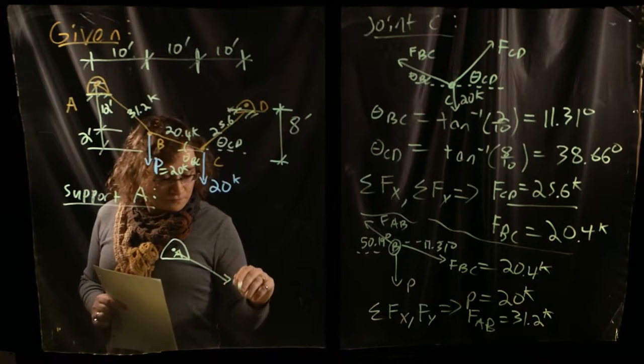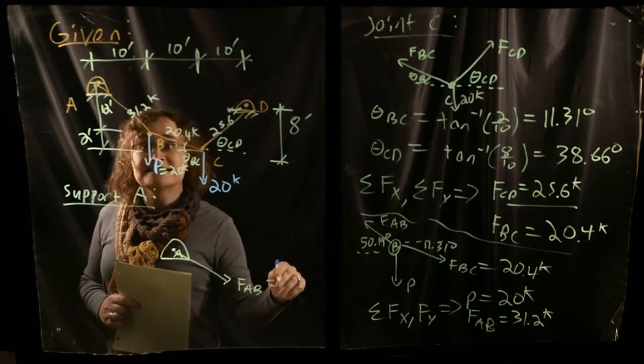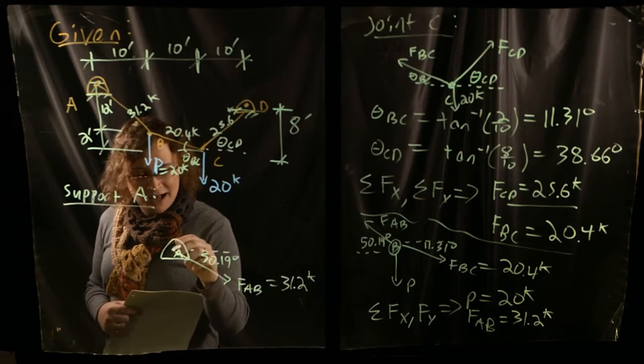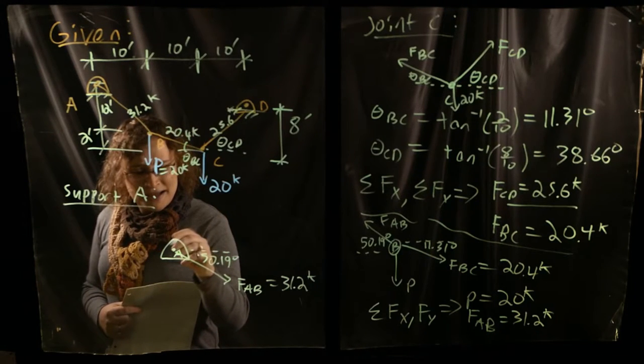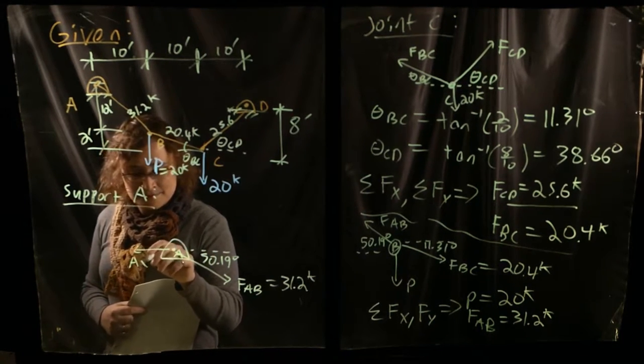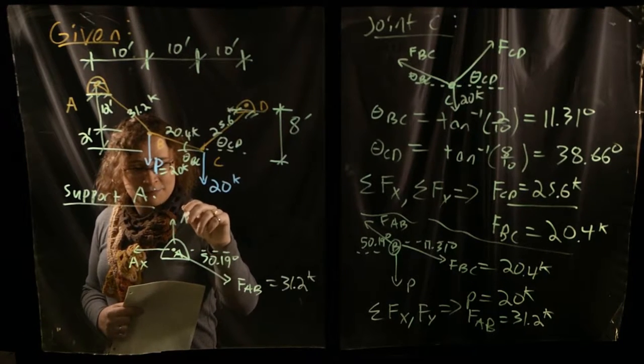Okay, so on joint A, this is support A, I'm going to have FAB, which again is equal to 31.2 kips, at an angle we said of 50.19 degrees. And then restraining forces: by default I would assume that AX is to the right and AY is upward. But just looking at this diagram, I can see that AX is going to have to be to the left, and AY is going to have to be upward.